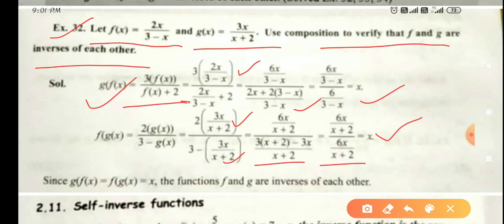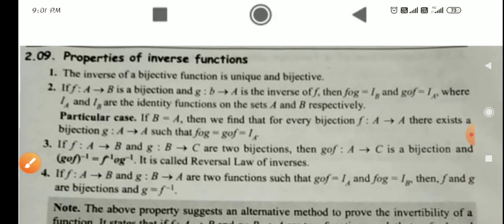X means the input value, whatever you were inputting at the start. So gof equals fog equals x, then functions f and g are inverses of each other. So that was the composition of a function and its inverse. Next point is coming.